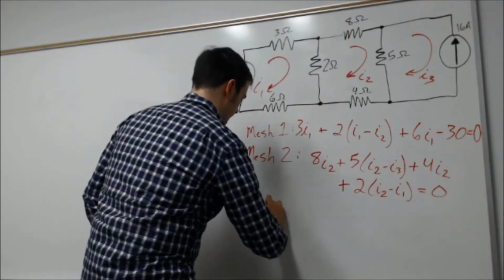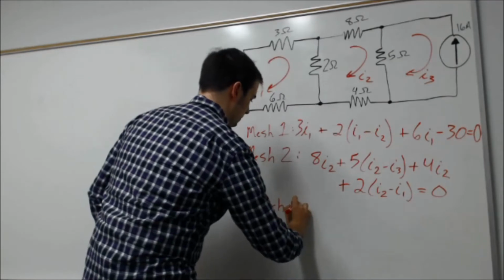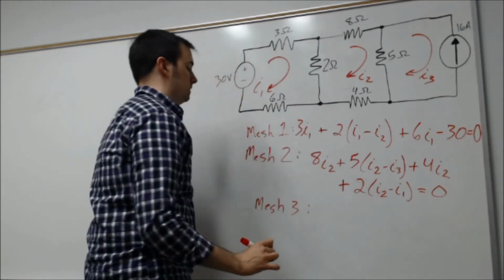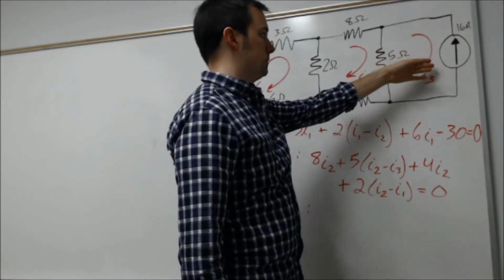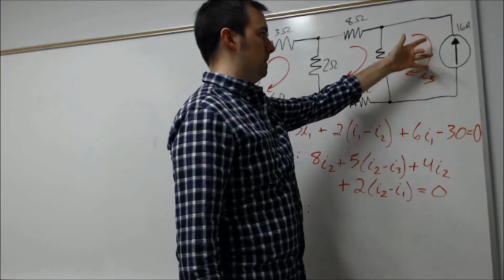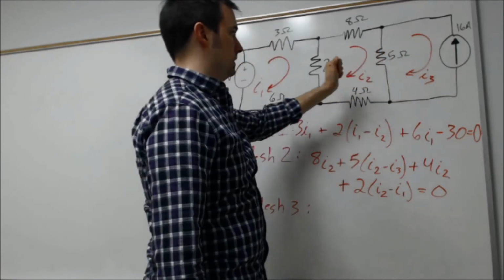And then in mesh 3, we really don't have to go through the whole process here, because we don't specifically know what the voltage drop is across this current source per se.